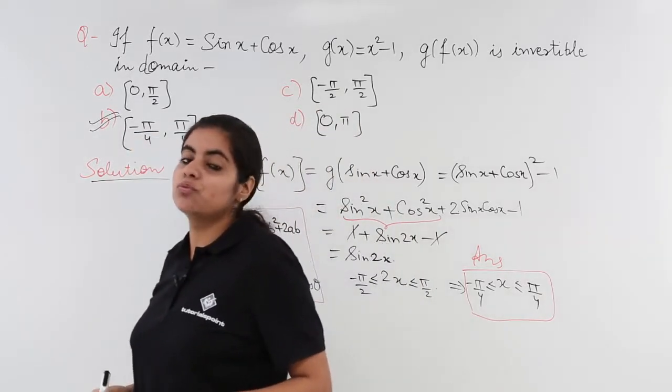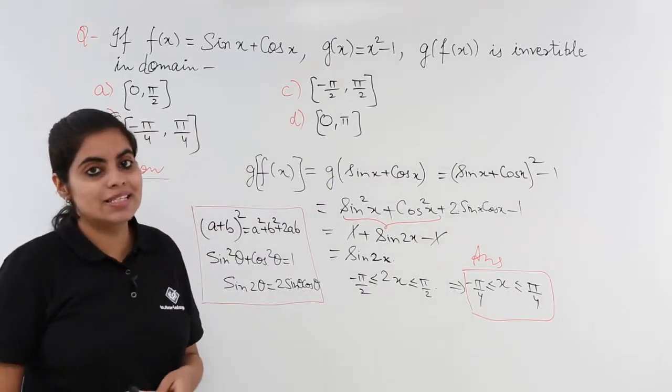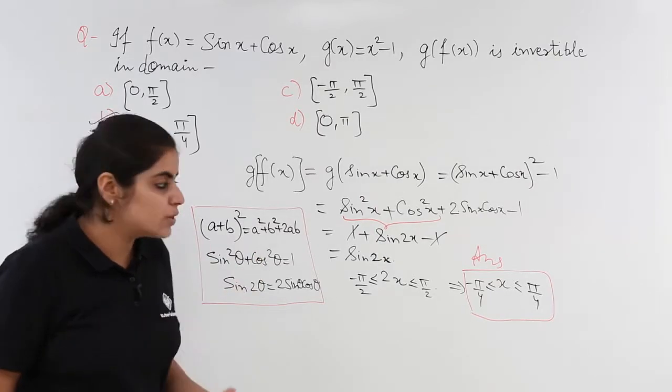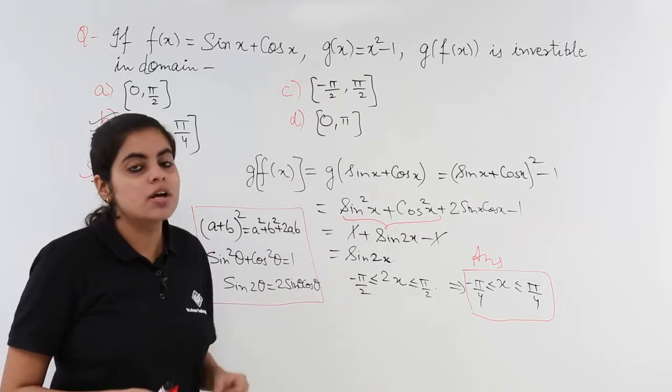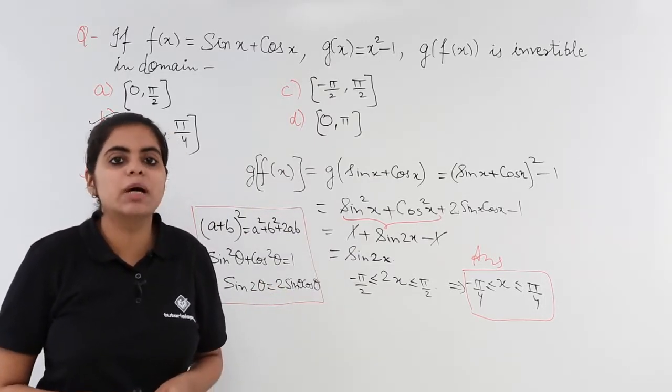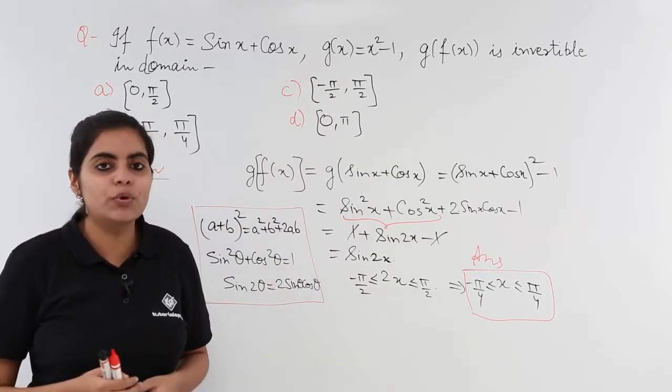So in this question, what did we see? We saw again some hybrid concepts. We used these three formulas and we solved the question to find the range, wherein I got the answer minus pi by 4 to pi by 4, both included.